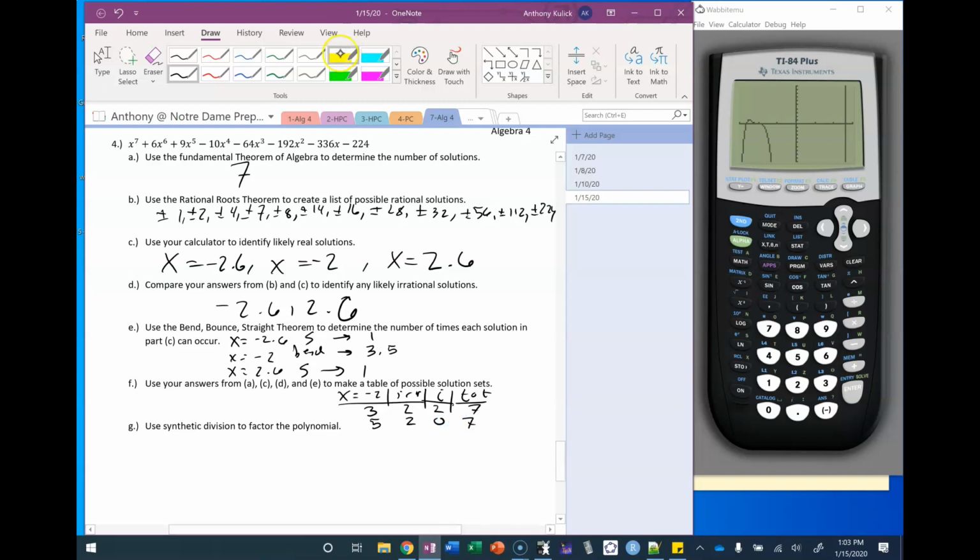So again, the takeaway here is that it's possible that I could have imaginary solutions. That's what the table there at the end is going to tell me, is are there imaginary solutions possible in the problem? It's not going to tell me for sure if they're there. It's just going to tell me if it's possible that they're there.